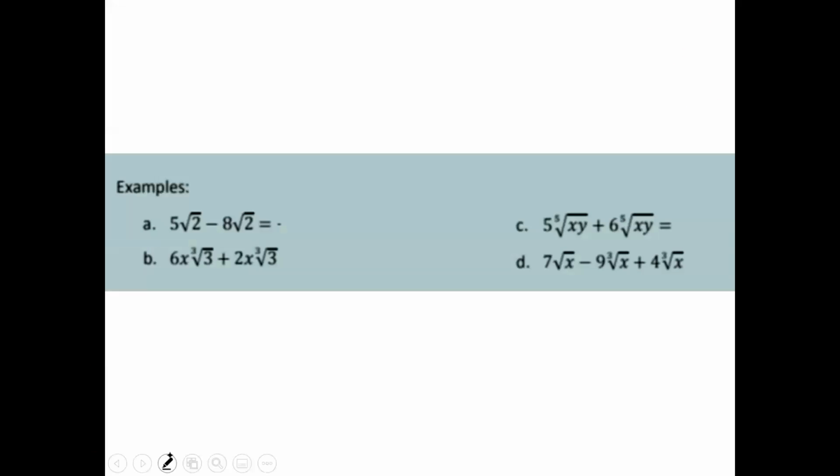Okay, now let's go ahead and go on to this part right here. Now, instead of simplifying it, we're going to add. If the square roots are exactly the same, then you just simply add and subtract. So 5 minus 8 is a negative 3 square root 2.